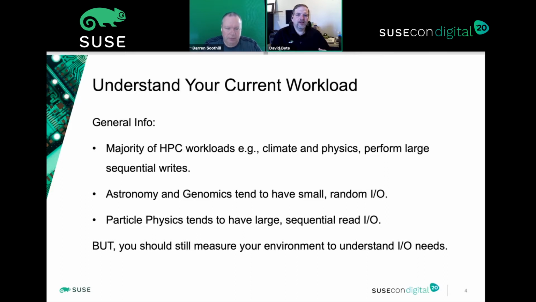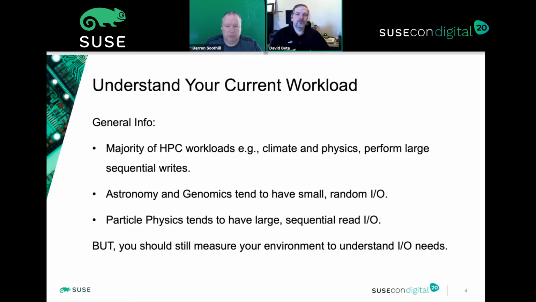The first thing is the majority of HPC workloads, and this comes from some industry data, things like climate and physics, perform large sequential writes. Now, this is not always the case, but when we're looking at the bulk of HPC clusters, that's what the industry sees. When we're looking at astronomy, genomics, again, these are down to small random I/Os, so a slightly different I/O pattern. And this translates in the end to a different need in the storage environment. Particle physics, large sequential read I/O.